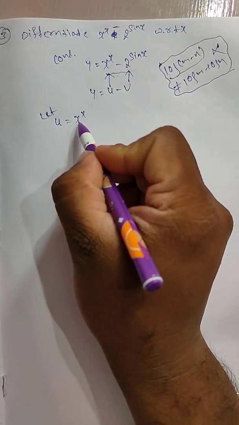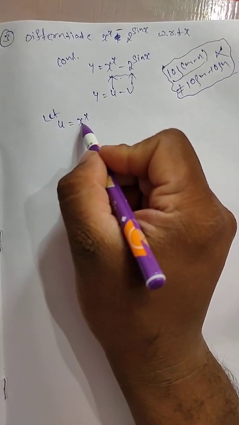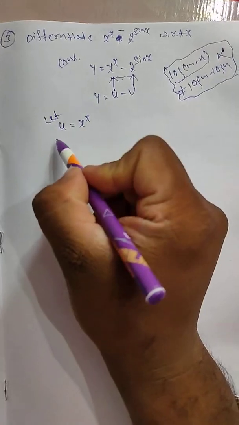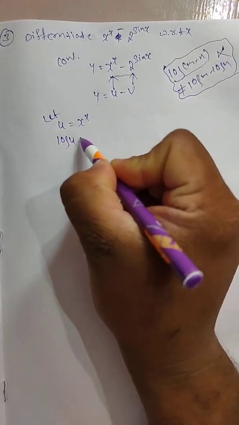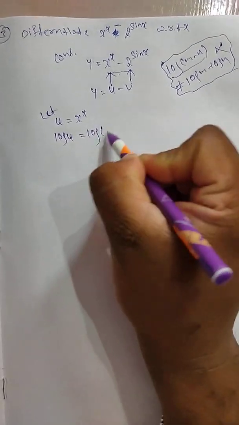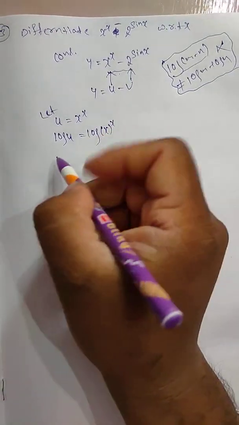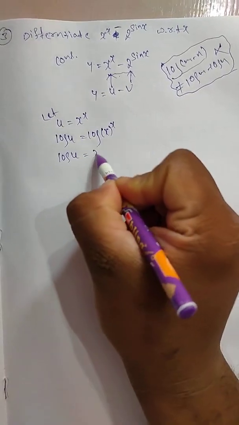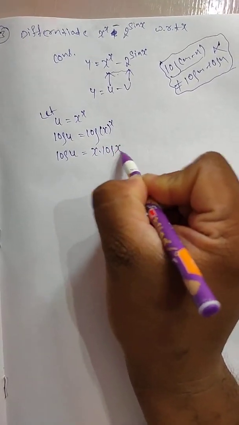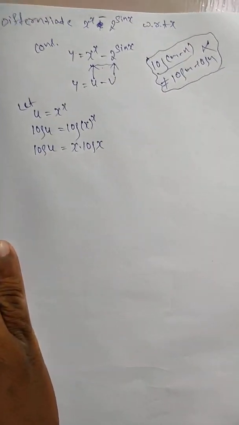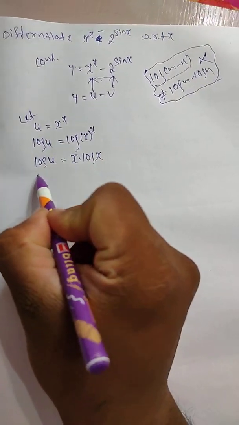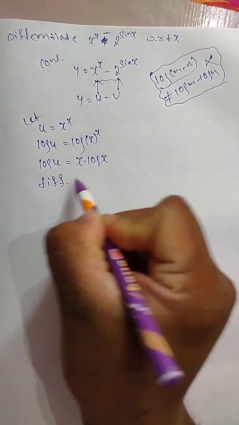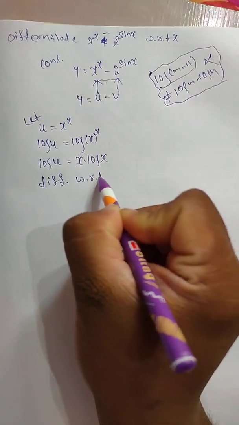To differentiate this one, we can't differentiate it directly. It is a function to the power of function. Apply the log on both sides. Log u is equal to log of x to the power of x. Now apply the power rule: log u is equal to x into log x. Is it clear? Now differentiate with respect to x.